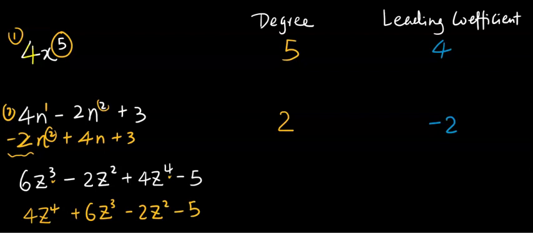Alright, we're going to come back and look at the degree of the polynomial. The one that has the highest exponent is 4, so the degree of the polynomial is 4. And the leading coefficient in this example is right here, so it is also 4.